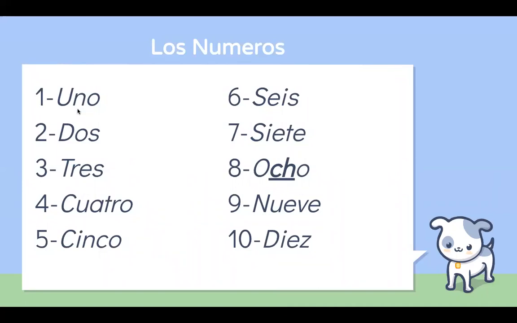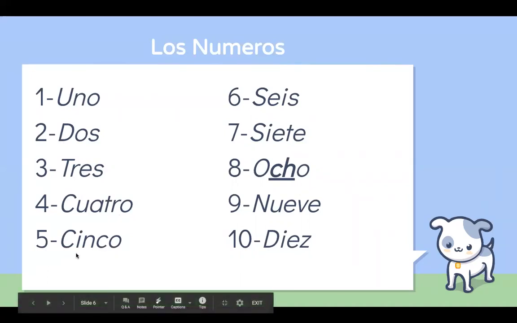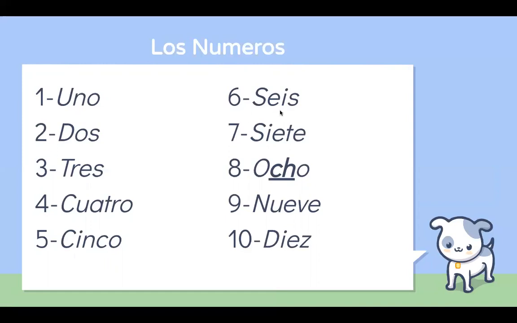Number 1 is uno. Number 2, dos. Number 3, tres. Number 4, cuatro. Number 5, cinco. Number 6, seis. Number 7, siete.